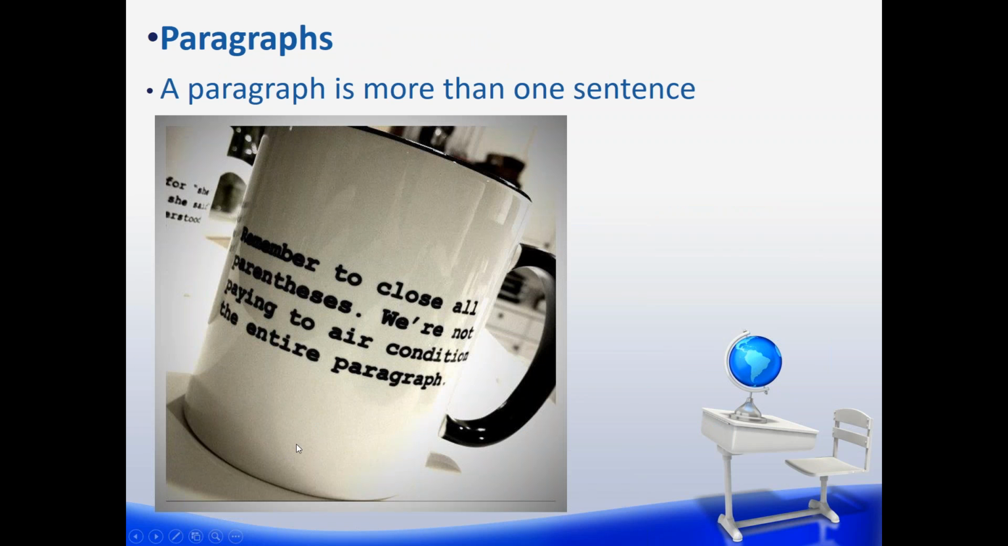So a paragraph is more than one sentence. I think English teachers would say that it's probably 3 to 5 sentences. But if you're using a lot of subheadings, sometimes it's difficult to come up with 3 or more sentences. So I'm going to make a rule that a paragraph is more than one sentence, so 2 sentences would be okay.